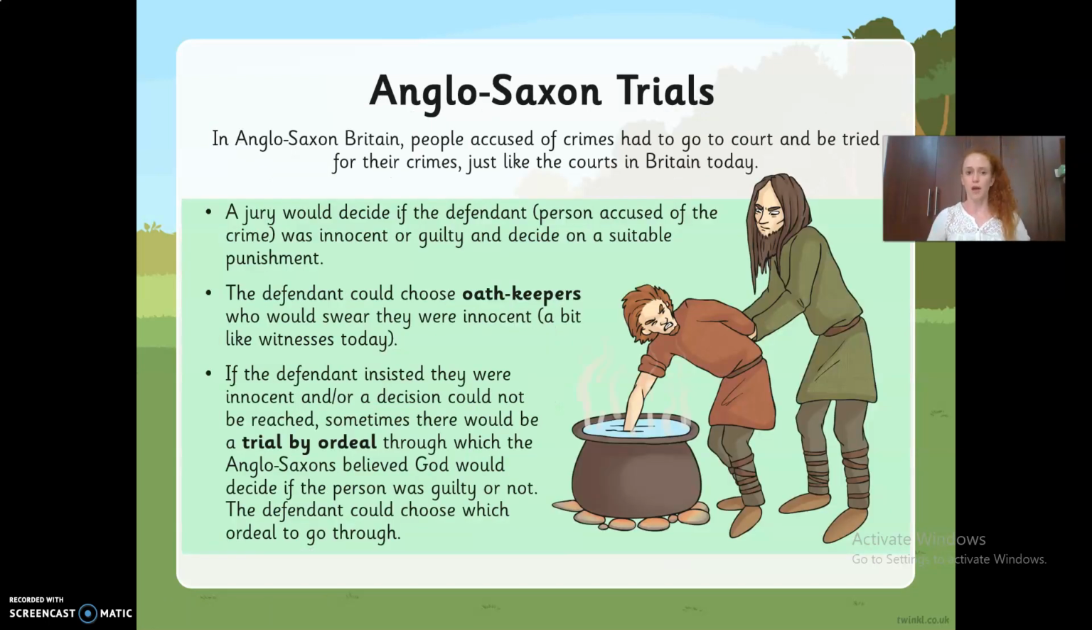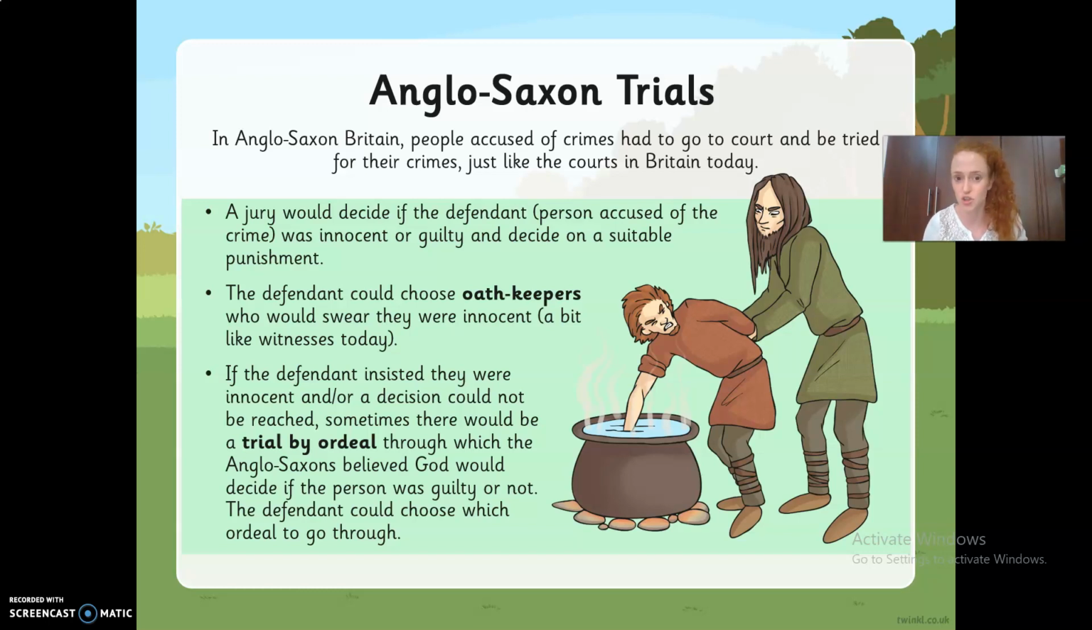All right, the trials. In Anglo-Saxon Britain, people accused of crimes had to go to court and be tried for their crimes, just like the court in Britain today. Okay, so you are brought into court and you stand a trial. A jury, which was a group of people, would decide if the defendant, the person accused of a crime, was innocent or guilty and decide on a suitable punishment.